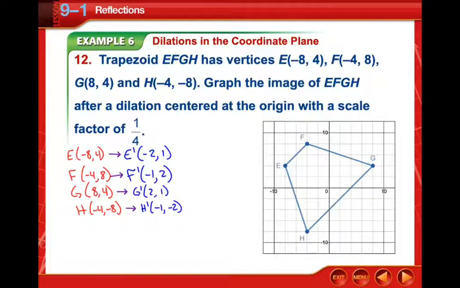So -2, 1 is actually just right here. -1, 2 is right there. 2, 1 is there. And -1, -2 is right there. Kind of looks a little wonky, but oh, I went the wrong way, that's why. -1, -2. There we go, that looks better.